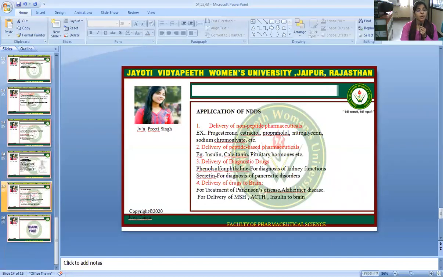So this is the overall mechanism and application of the nasopulmonary drug delivery system, and this is the sum of all the session.